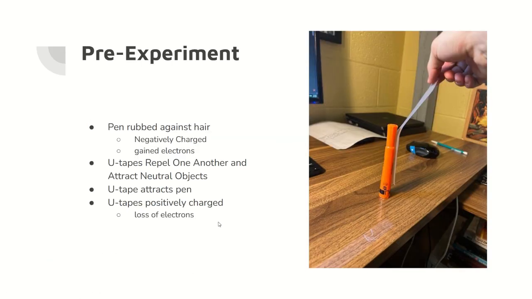But quickly for some background information for the pre-experiment. So we were given in the lab directions that a pen rubbed against hair is negatively charged because it gains electrons from the hair because of friction. So since we knew that the pen was negatively charged, we used that knowledge to determine the charge of U-tape. And since the U-tapes attracted the pen, we found that they were opposite charges, which means that the U-tape was positively charged, meaning there was an overall loss of electrons in the tape.